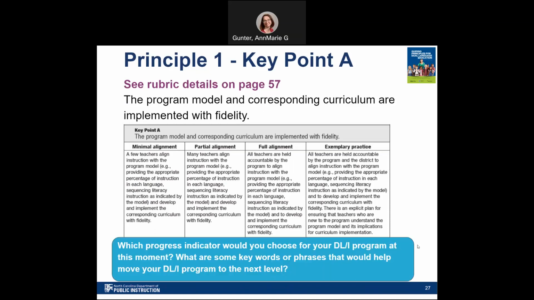When you're ready, answer for yourself. Which progress indicator would you choose for your DLI program at this moment? Which of the 4? And then what are some key words or phrases that would help move your DLI program to the next level?